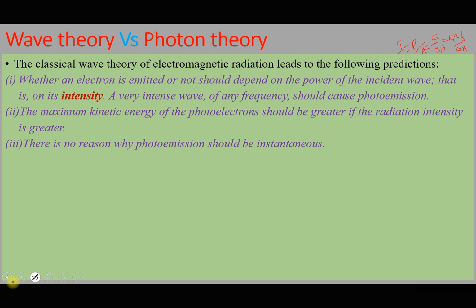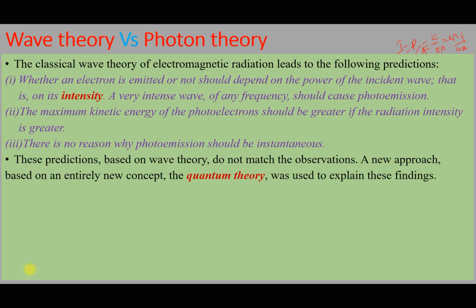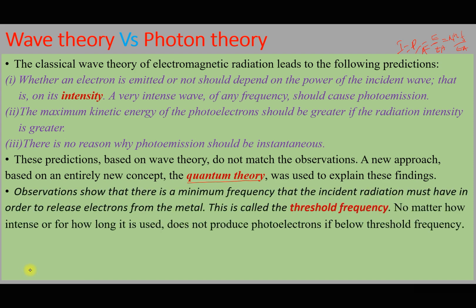So, these predictions based on wave theory do not match the observations. A new approach based on an entirely new concept, the quantum theory, was used to explain these findings. Observations from real experiments show that there is a minimum frequency that the incident radiation must have in order to release electrons from the metal surface, and we have just called this minimum frequency the threshold frequency.